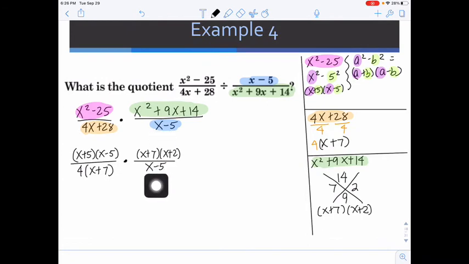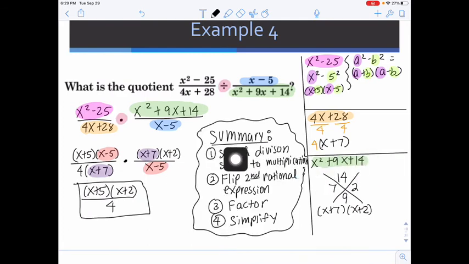So now we want to check to see if we have any common factors in the numerators and the denominators. In the numerator, we have x plus 5, x minus 5, x plus 7, and x plus 2. The denominator also has an x minus 5 and an x plus 7. So the x minus 5's on top and bottom, and then the x plus 7's on top and bottom can be eliminated because together they equal 1. This leaves us with x plus 5 times x plus 2 over 4, and that is your final answer.